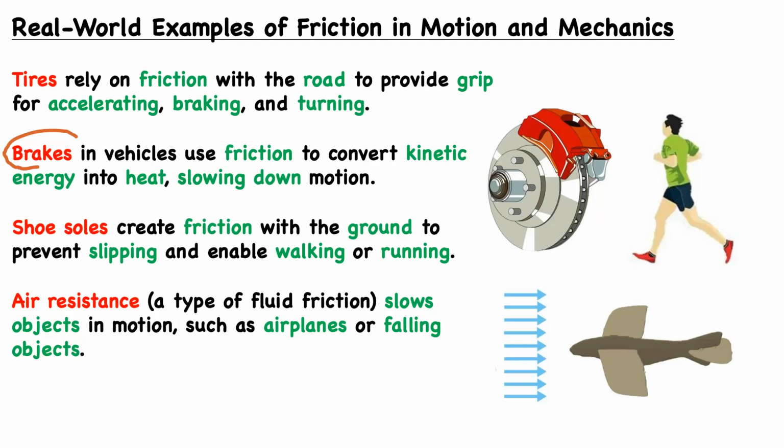We can also talk about brakes in this context, where brakes in vehicles use friction to convert kinetic energy into heat, which slows down motion. And we can see an example of that here. We have a brake pad, which clamps down here on the wheel and functions again to convert kinetic energy into heat. And for this reason, brake pads also can degrade with time, just like tires.